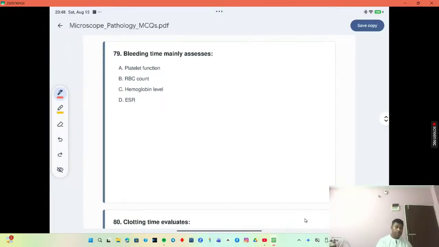So, what does bleeding time assess? Can you answer this question for me? What does bleeding time assess? Means why we find out the bleeding time by performing BT test. Can you please answer this question for me? It is used to assess the platelet function in our body. Platelets are also known as thrombocytes. That is, it helps in clotting of blood. So, bleeding time mainly assesses the platelet function of our body.